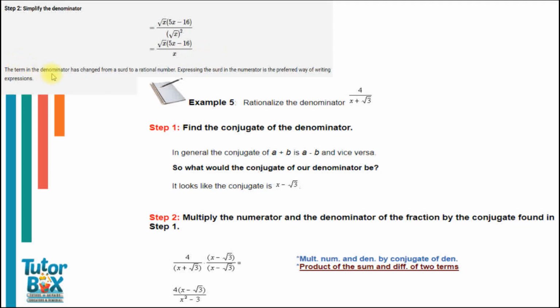So the term in the denominator has changed from a surd to a rational number. Expressing the surd in the numerator is the preferred way of writing expressions.